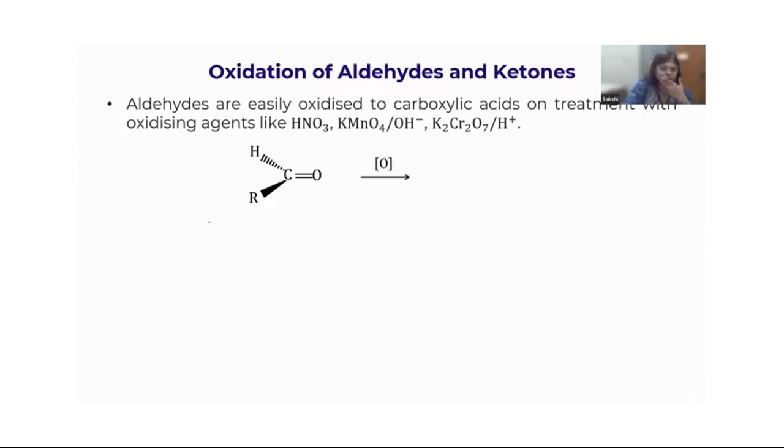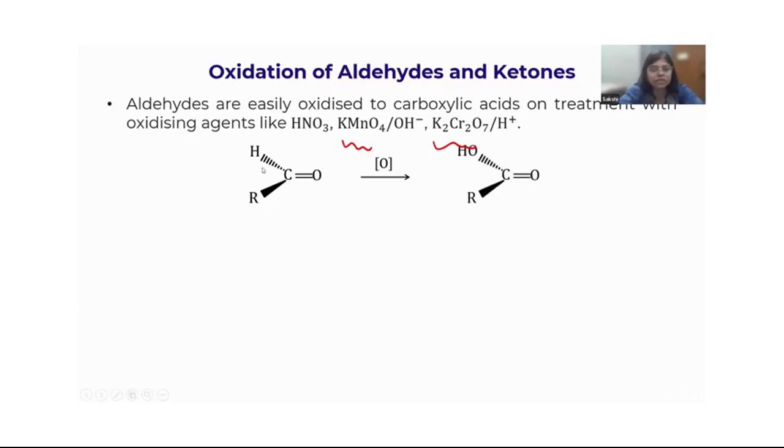Okay. Now, what is oxidation? You know that oxidation is gain of oxygen or loss of hydrogen, right? Now some of these compounds undergo oxidation with agents like HNO3, KMnO4, that is potassium permanganate, and potassium dichromate. So an aldehyde is there, which is getting oxidized, right?